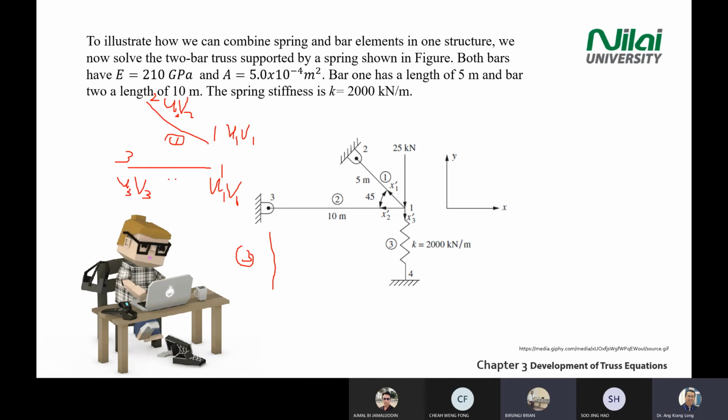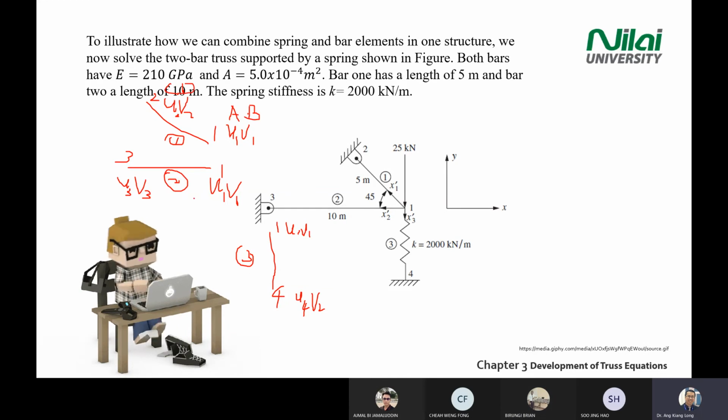Element 1, element 2, element 3, point 1, point 4. Again, you're referring to axis X and Y. U1, V1, U2, U4, V4. So for element 1, you have 4 unknowns, 1, 2, 3, 4. Or I can label this one as A, B, C, D.